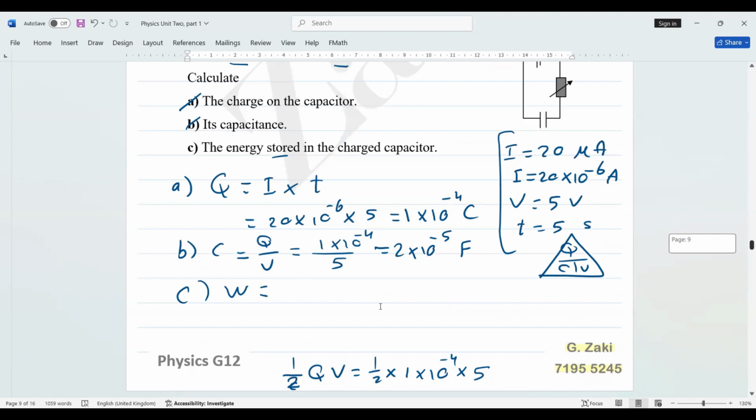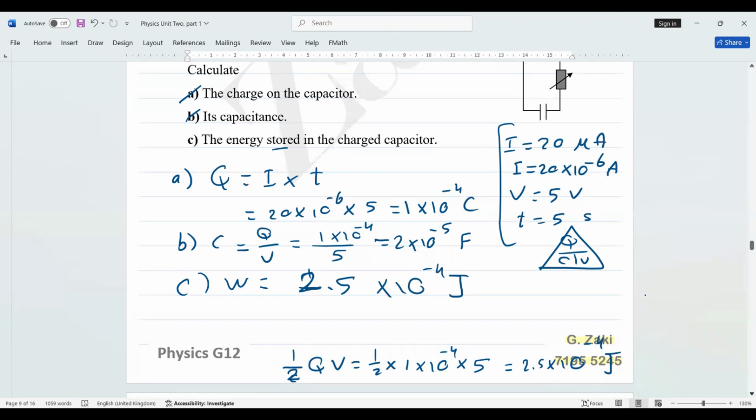So the answer here is 2.5 times 10 power negative 4 and the unit is joule. Again, the answer is 2.5 times 10 to the power negative 4 joule. This is the energy stored.